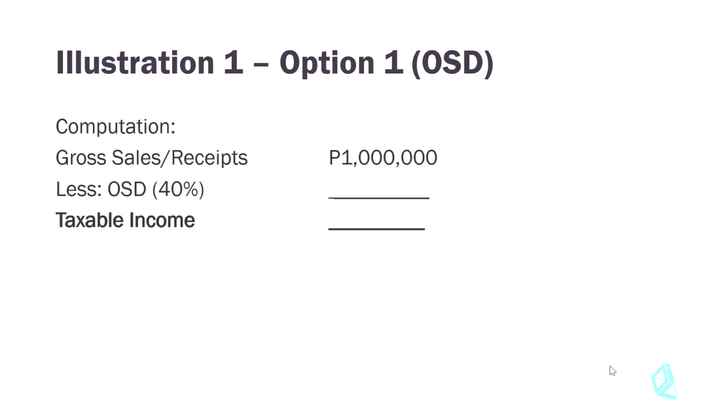So this is the template computation for computing for the taxable income using OSD, or optional standard deduction. So we are not allowed to reduce our gross sales and receipts by the cost of sales because we are an individual. So we are an individual, therefore we are not allowed to reduce our gross sales and receipts by the cost of sales. This is only allowed if you're a domestic corporation. So we simply compute 40% of 1 million, and that would be 400,000, and the taxable income would therefore be 600,000. And again, you use this amount to compute for the income tax using the revised graduated income tax table.